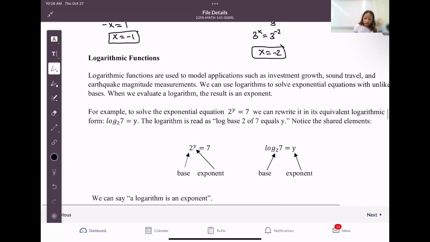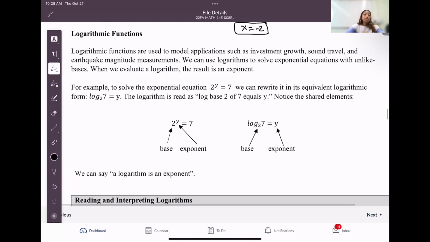All right, so logarithmic functions. Logarithmic functions are used to model applications such as investment growth, sound travel, earthquake magnitude measurements. And basically, we use logarithms when we're trying to solve for the exponent, okay? We can use logarithms to solve exponential equations with unlike bases. When we evaluate a logarithm, the result is an exponent. So the answer that we get when we solve a logarithm is the exponent that we would need to get the solution to our exponential equation. So logarithms are equal to the exponents in exponential form.